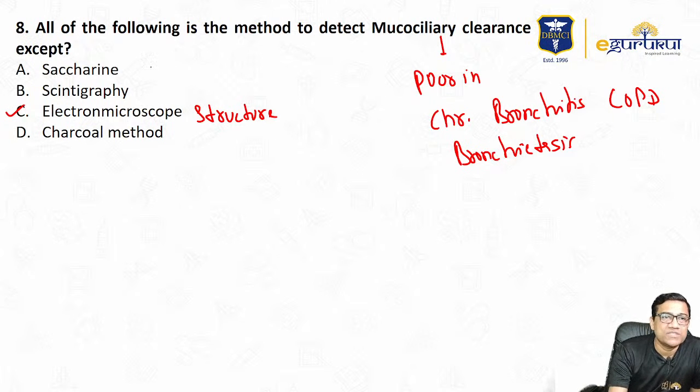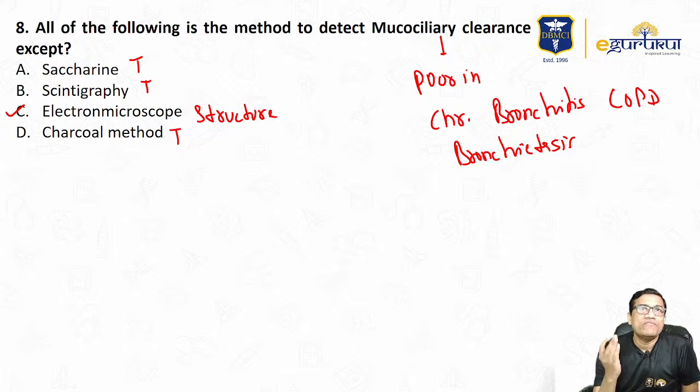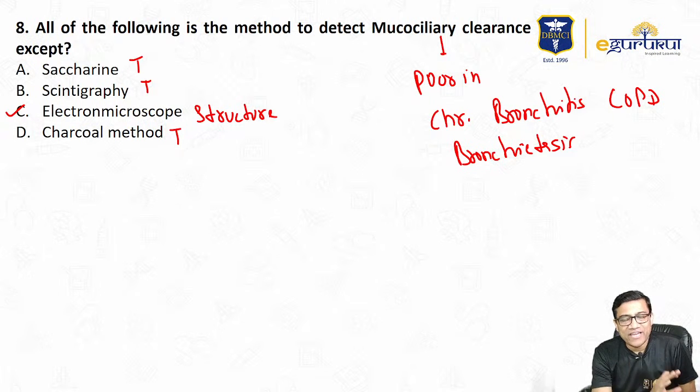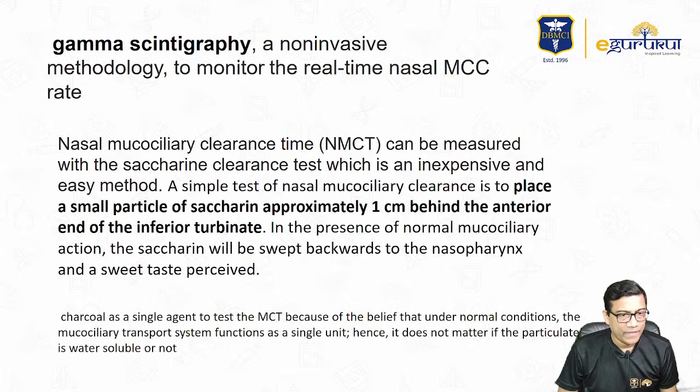So we'll go with C because this is true, this is true, this is also true. They all are true. Electron microscope is only for structure. Anyhow, we have to freeze the structures and then we visualize. So that's why they are dead structures. You cannot check the functioning in this case. Are you clear? So we'll go with C.